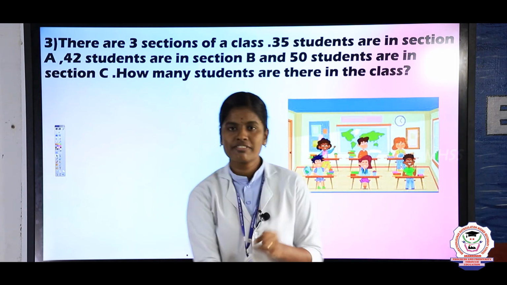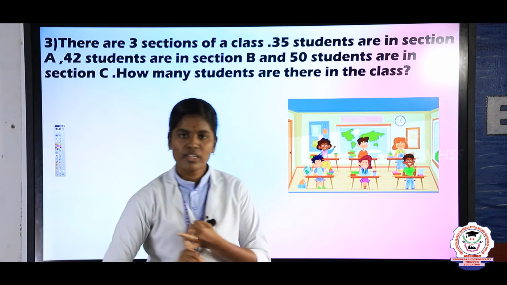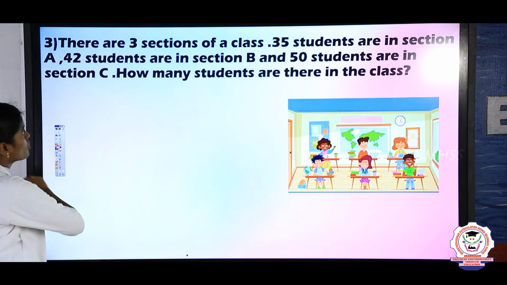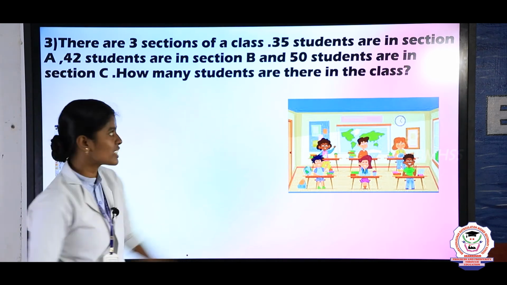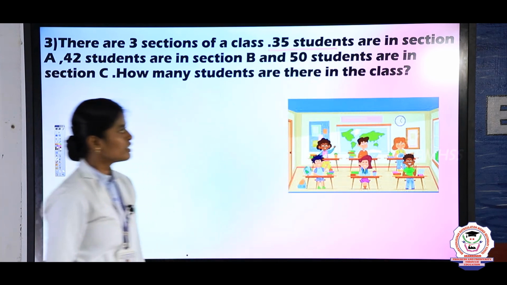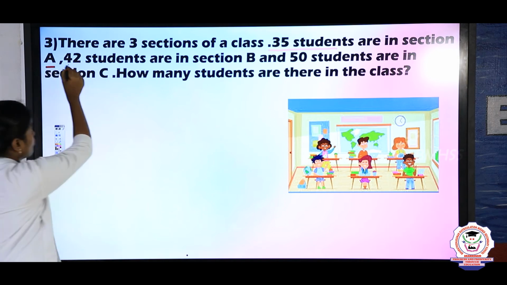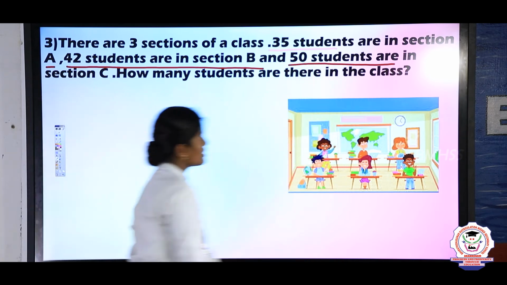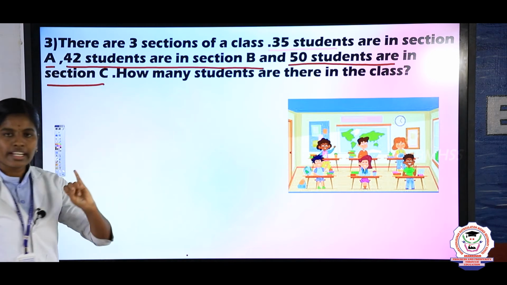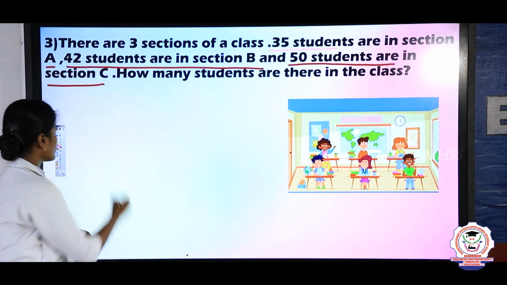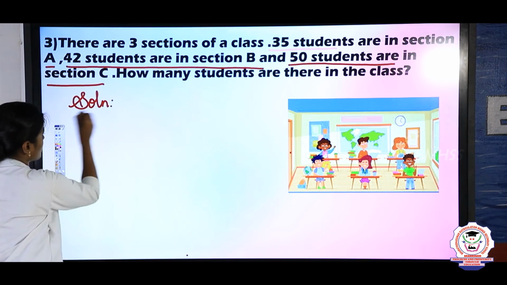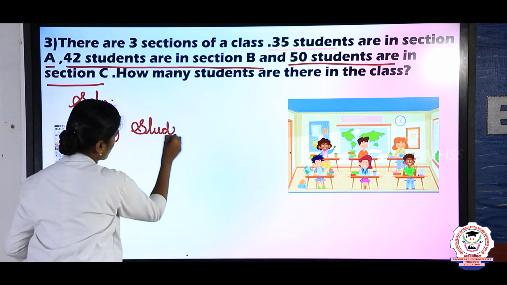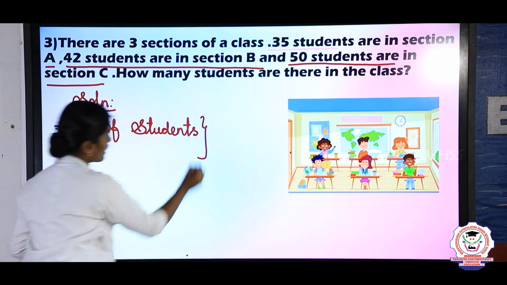So first we will write the statement. What is the first statement? Number of students in section A and number of students in section B and number of students in section C. So listen, there are 3 sections. 35 students are in section A, and 42 students are in section B and finally 50 students are in section C. First you will write the solution: number of students in section A.